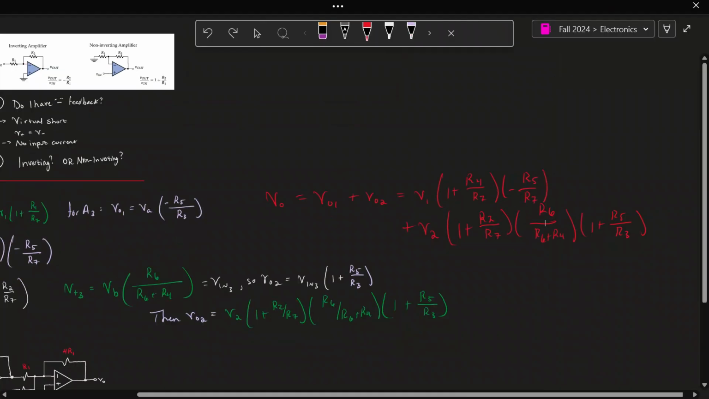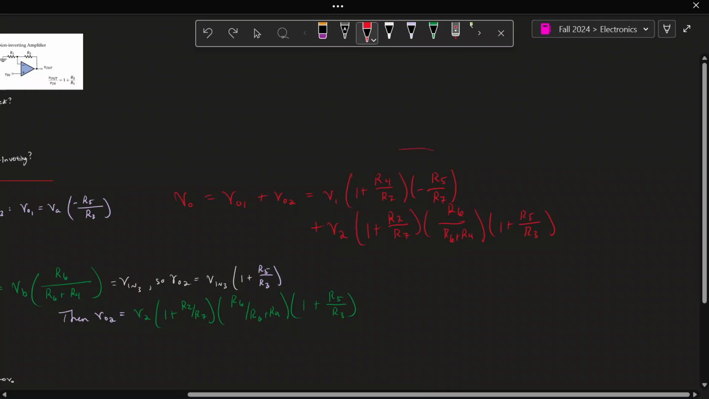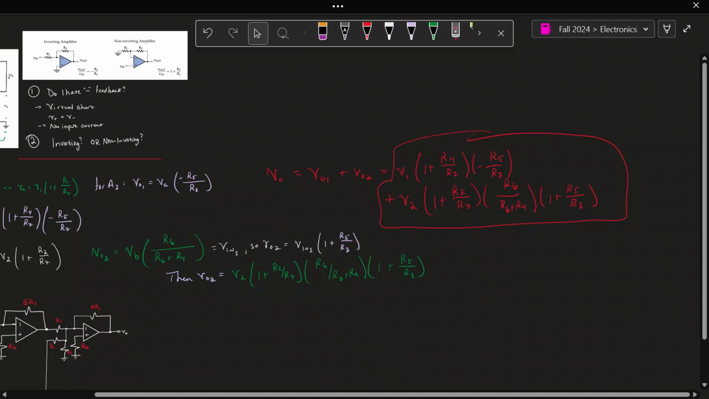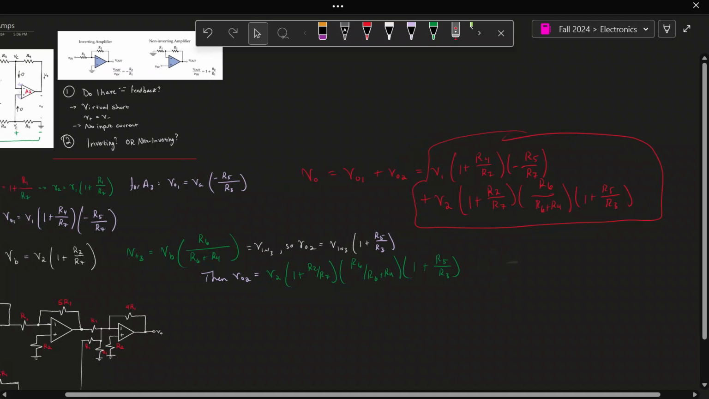Okay. So there is our equation in terms of V1, V2, and our values, I guess, right?